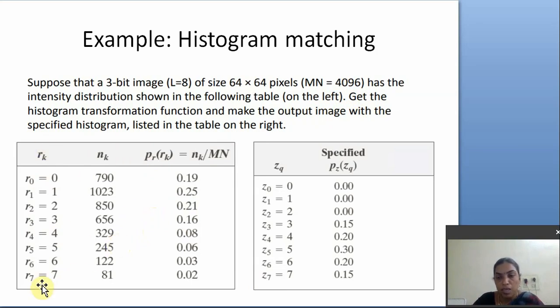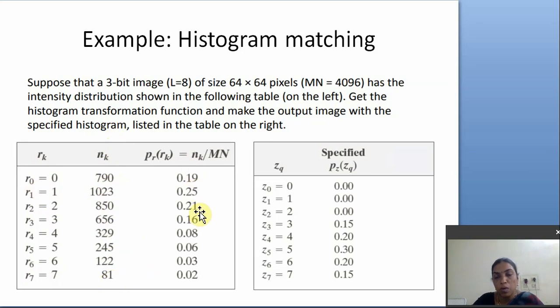The first column is nothing but the number of gray levels, Rk: 0, 1, 2, 3, 4, 5, 6, 7, indicated as R0, R1, R2 and so on up to R7. Now coming to the second column, nk is the total number of pixels in the image with the intensity Rk. The nk values are tabulated from the image.